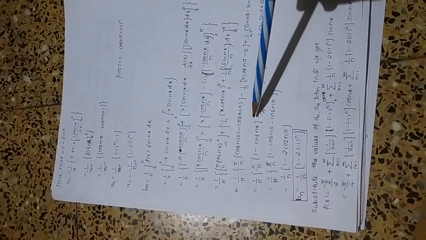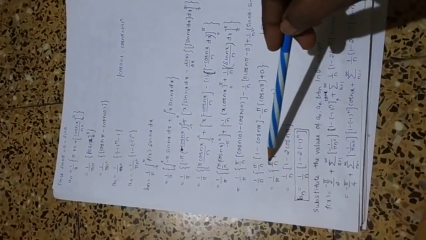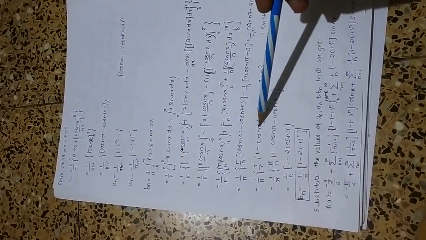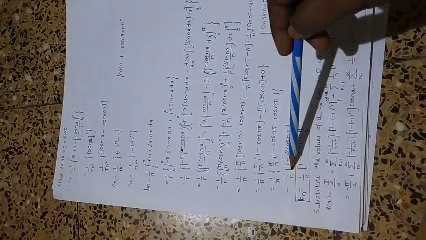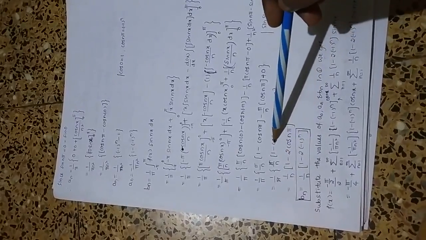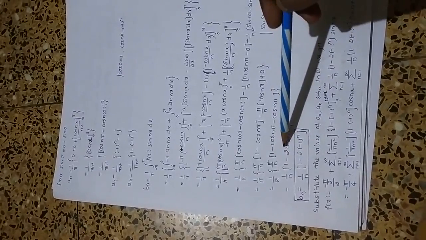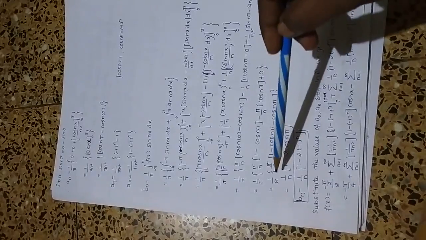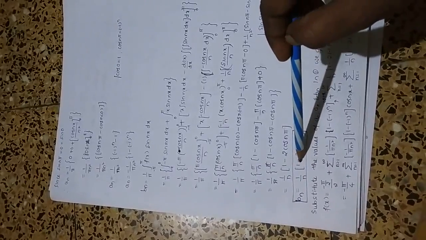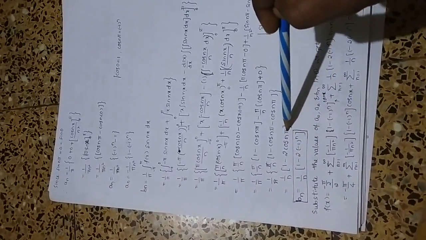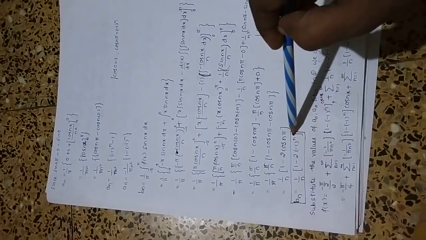Next, here taking pi by n common, 1 by pi into bracket pi by n into 1 minus cos n pi minus cos n pi. Pi cancels. 1 by n into bracket 1 minus cos n pi minus cos n pi, which is minus 2 cos n pi. That is 1 by n into bracket 1 minus 2 cos n pi. Bn is equal to 1 by n into bracket 1 minus of 2 into cos n pi, which is minus 1 raised to n.